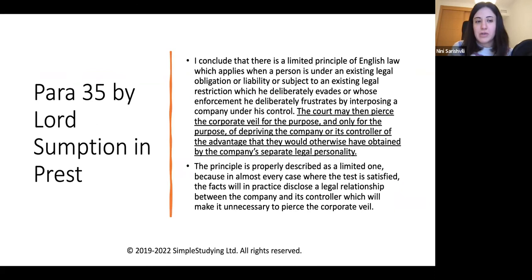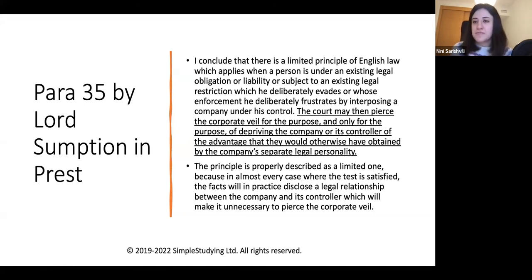Paragraph 35 by Lord Sumption in Prest is also important. I conclude that there is a limited principle which applies when a person is under an existing legal obligation or liability, or subject to an existing legal restriction, which he deliberately evades or whose enforcement he deliberately frustrates by interposing a company under his control. The court may then pierce the corporate veil for the purpose, and only for the purpose, of depriving the company or its controller of the advantage they would otherwise have obtained by the company's separate legal personality.